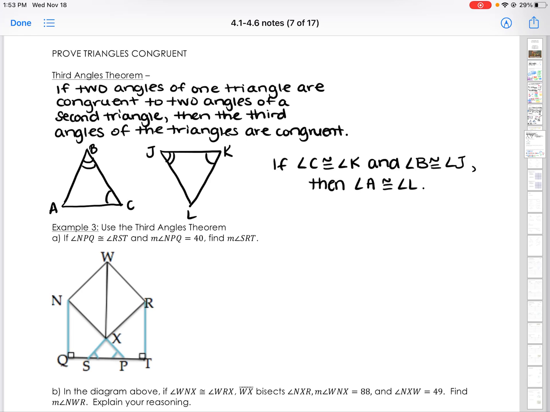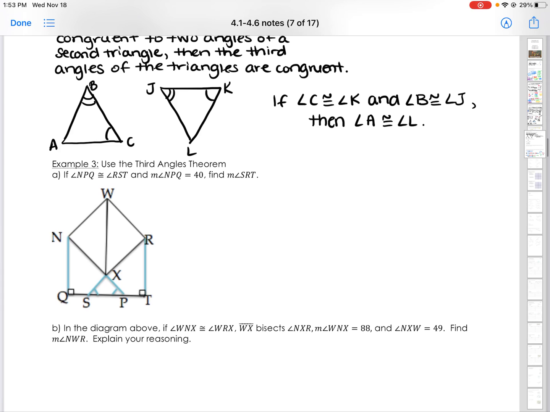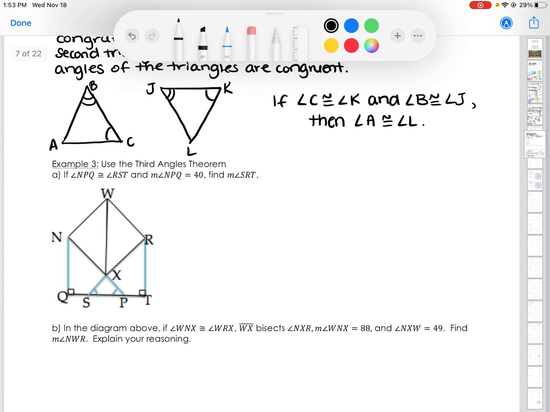So we have that angle NPQ is congruent to angle RST. So NPQ, that's this curve down here, is congruent to RST. So that's this little curve down here. And we also know that NPQ is 40. Find SRT. Okay. Well, if we know that NPQ is 40, then we also know that the congruent side is 40. So we're going to really pull out this triangle.